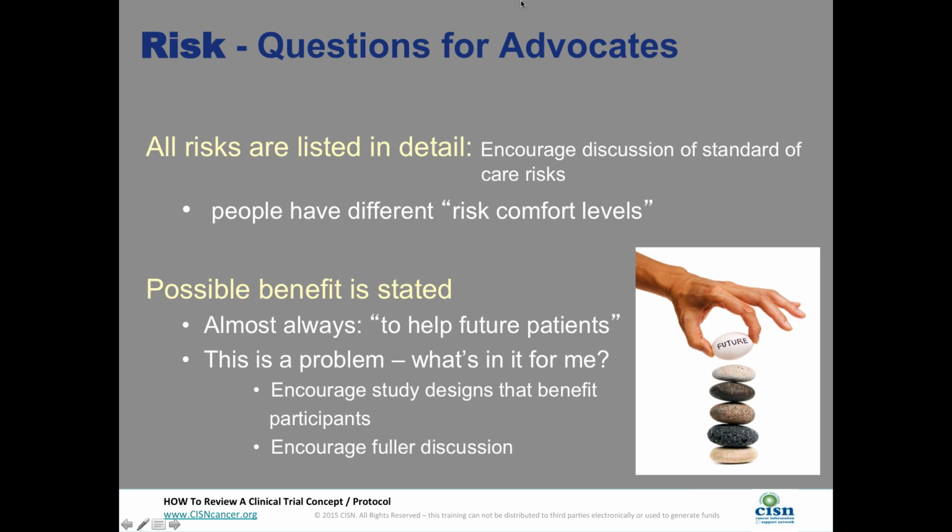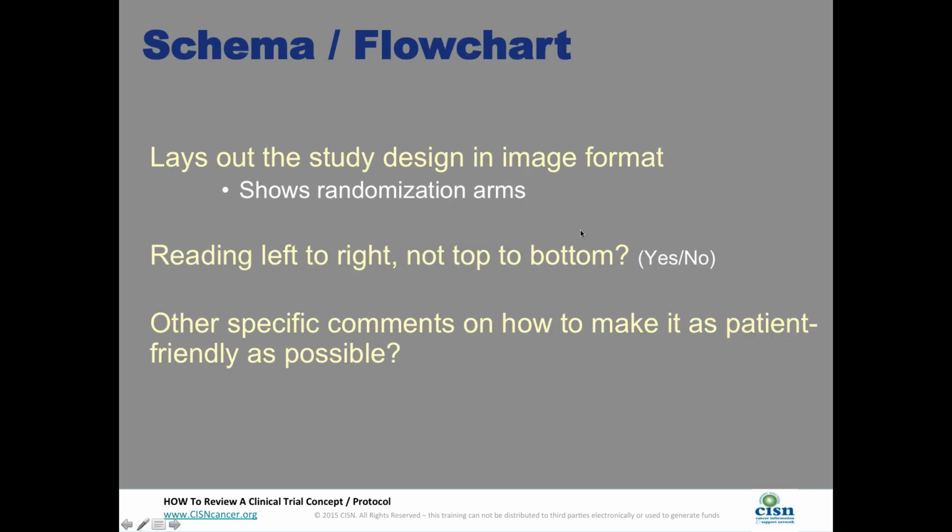Possible benefit is stated usually just to help future patients. And so I think part of what we can do is help them encourage a fuller explanation of that. So the schema or the flow chart, again, this is required, and it's just a very structured layout of what the study design looks like in an image format. They'll usually have this in written format during the background section and the study design section, but they also have to insert a schema.